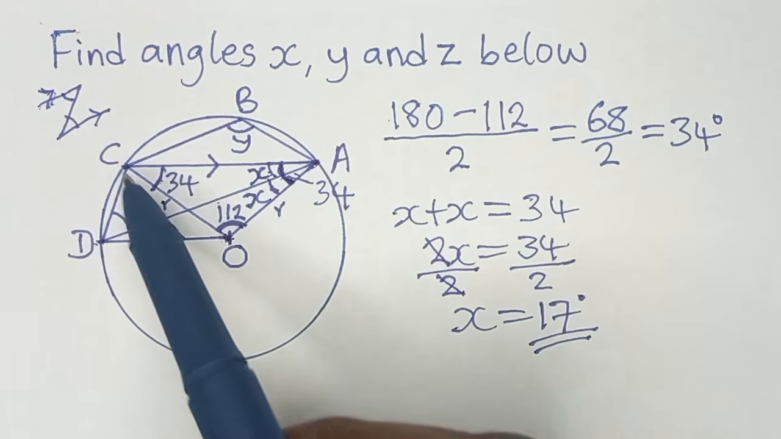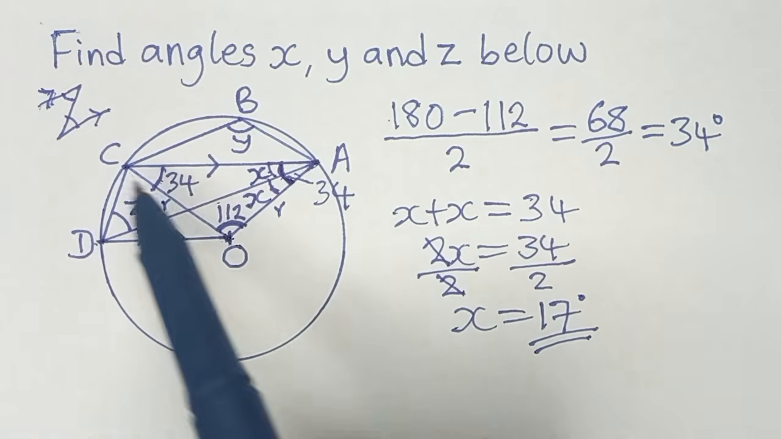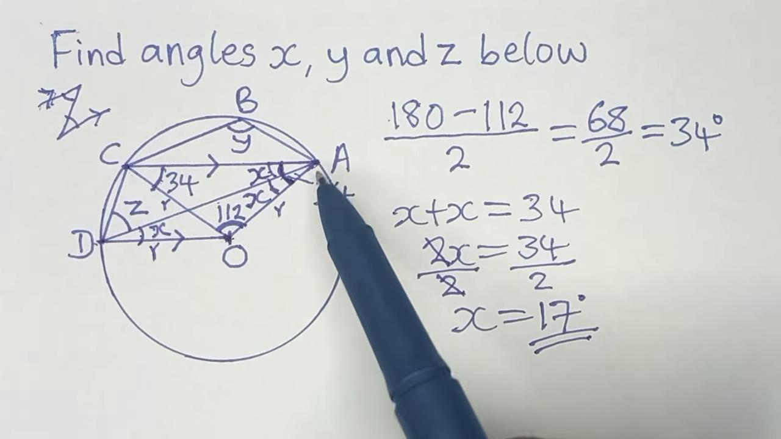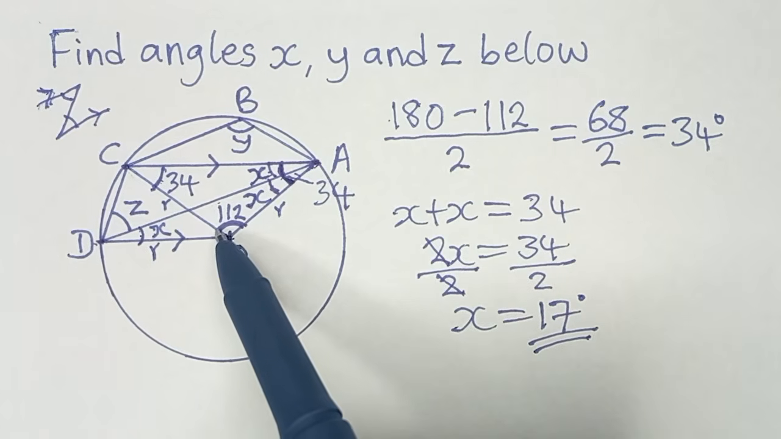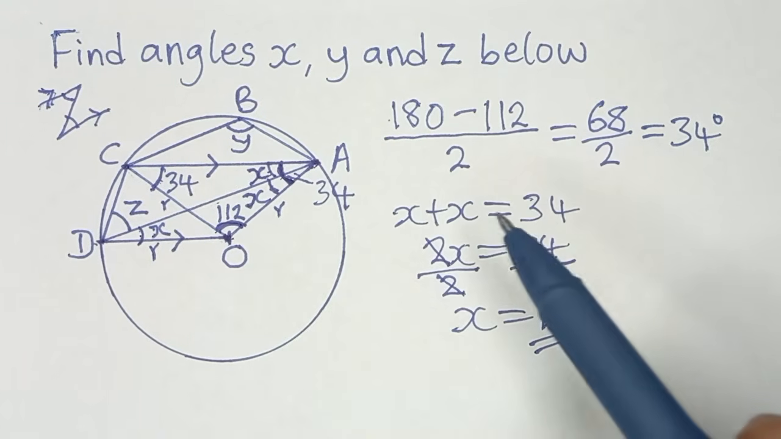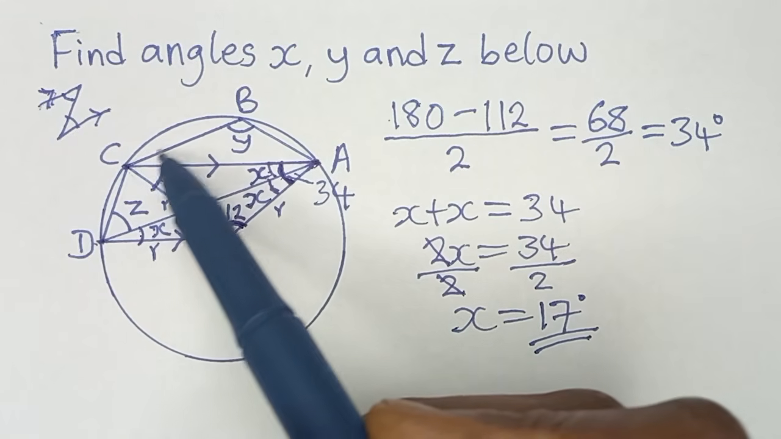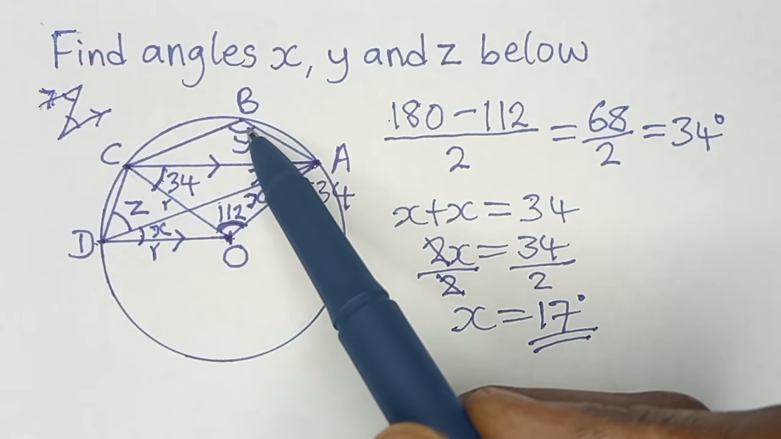You can see it. That is C to the center of the circle, not the circumference. From C, which is on the circumference, to the center, and from A, which is on the circumference, to the center, the two angles form this 112 degrees. So what I'm looking at now is that from the same C and A, I have another two lines going to the circumference to form angle Y.